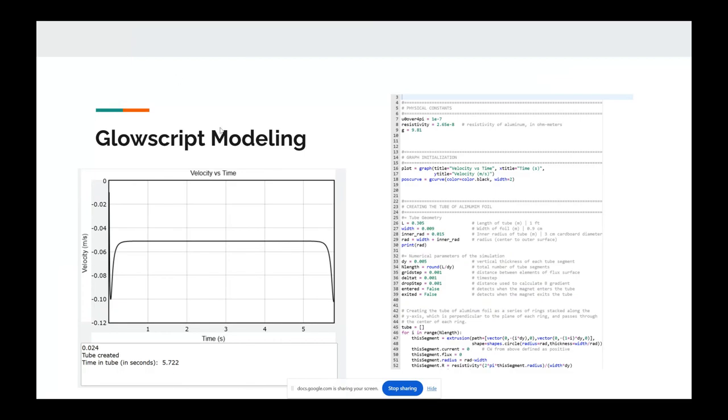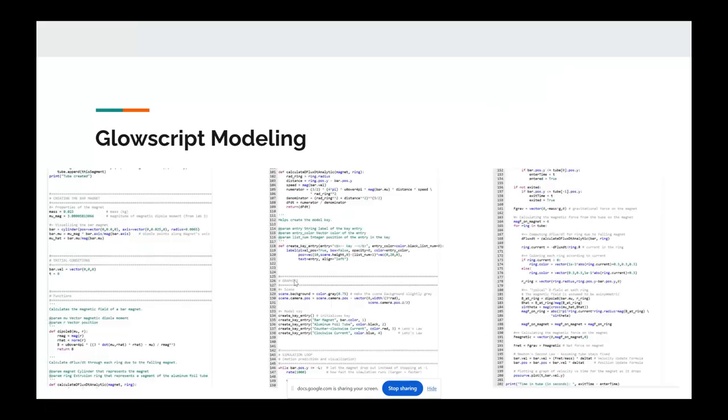Here's a look at the velocity time graph and the time in the tube in seconds. It is much greater than what we observed, but this is due both to errors from the data we collected and also probably computational errors. Here is the rest of the code.